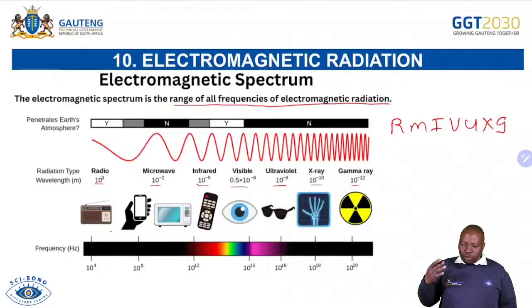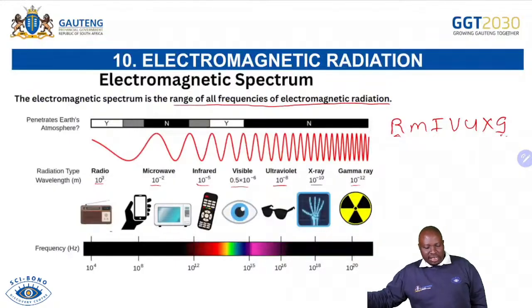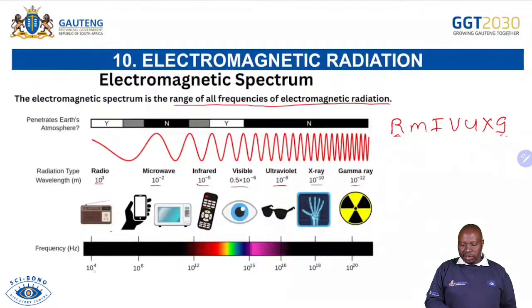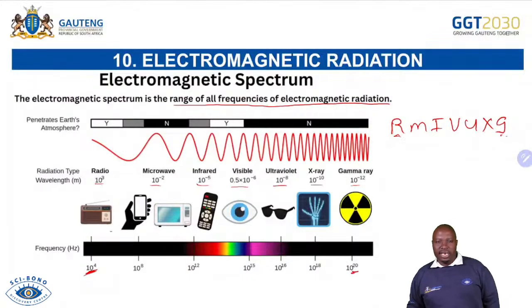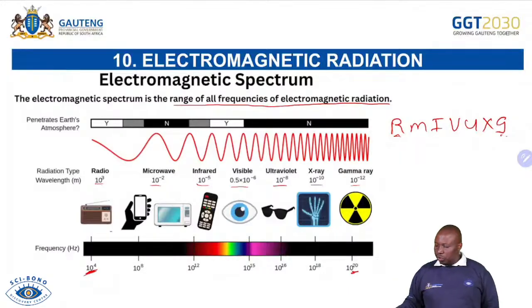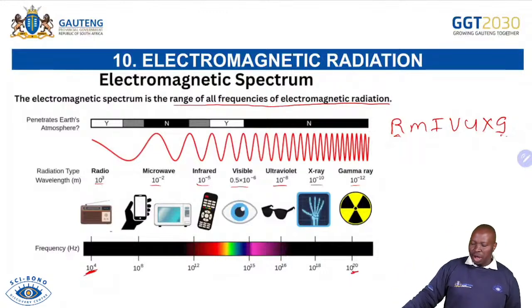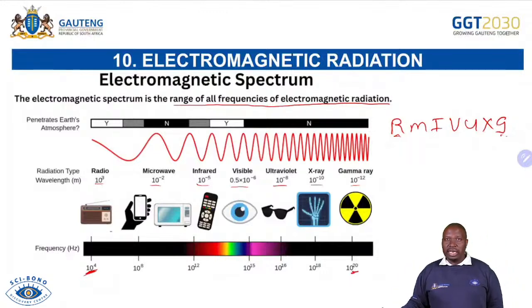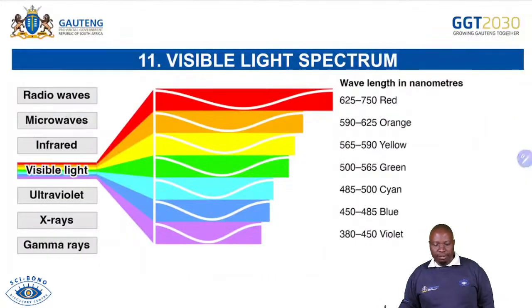So you can see as we move from radio wave to gamma ray, the wavelength decreases, and as the wavelength decreases, the frequency increases. You can see the frequency is increasing from 10 to the power of 4 for radio waves to 10 to the power of 20 for gamma rays. If you're exposed to those gamma rays, definitely it's not good for you, because there is too much energy there. It can be cancer forming if you're exposed to that type of light.